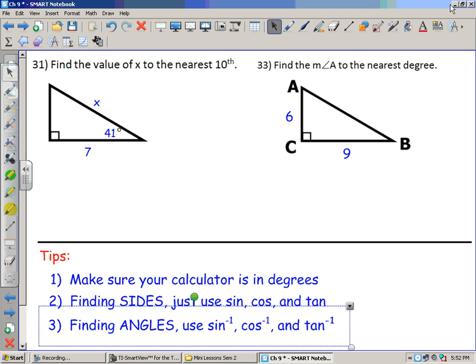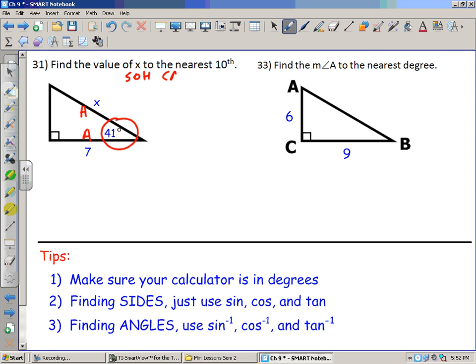So for this particular problem, I'm looking at an angle. I circle it. I label the sides. This is my adjacent side. This is my hypotenuse. So I'm looking at A and H. SOHCAHTOA tells me I'm going to use cosine. And if you're like, what are you talking about? That's something you could ask your teacher about. So cosine of 41 equals 7 over x, cross multiply.